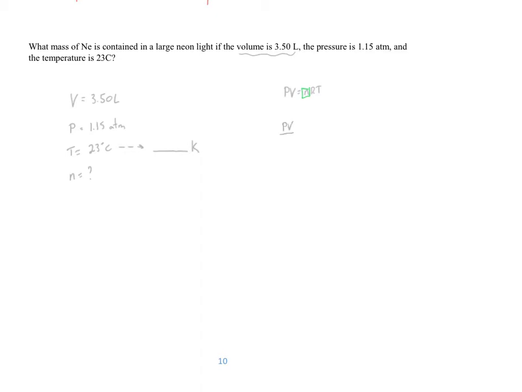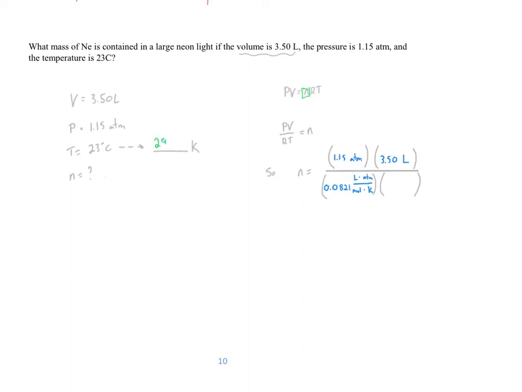Now that we see that PV over RT is equal to N, we can just solve for N by plugging in the values of pressure, volume, the constant R, and temperature into this equation. So our value for P, for pressure, is 1.15 atmospheres. Our value for volume is 3.50 liters, and R, the ideal gas constant, is 0.0821, in units of liters times atmospheres over moles times Kelvin.